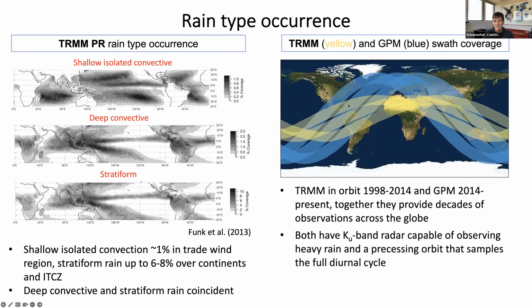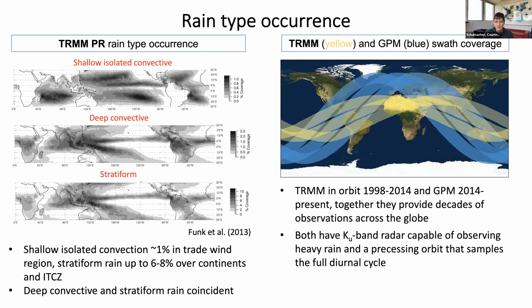But I do want to point out the TRMM satellite only went from 35 north to 35 south. That's in the yellow here. And that was up for a long time, so we have a really nice data set from that. But we also now have GPM, which was launched in 2014. So now we have this incredibly long data set, decades of observations across the globe with these spaceborne radars. And again, both of them have these Ku radars capable of observing convection and especially the diurnal cycle because of the precessing orbit.